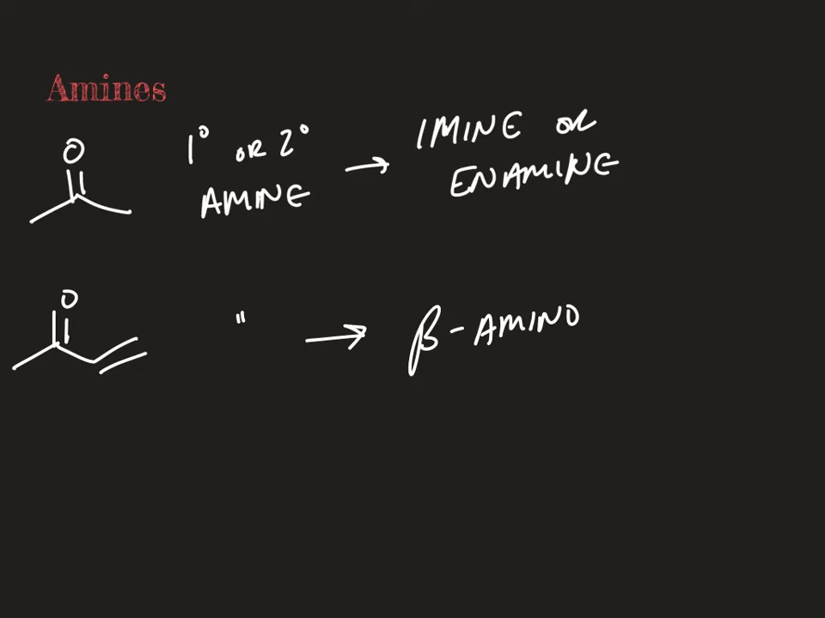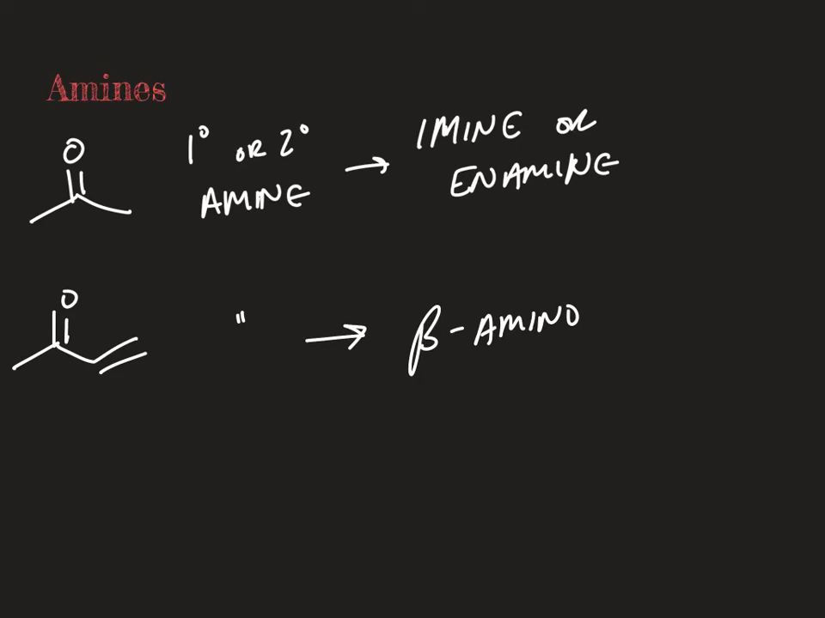You still have that electrophilic site at the carbonyl, even with the alpha-beta unsaturated version. But if the amine attacks that carbonyl carbon instead of in the beta position, that reaction is a reversible reaction. It's an equilibrium. So your equilibrium is going to shift, and eventually you're going to go to the more stable product, which is the beta amino aldehyde or ketone.